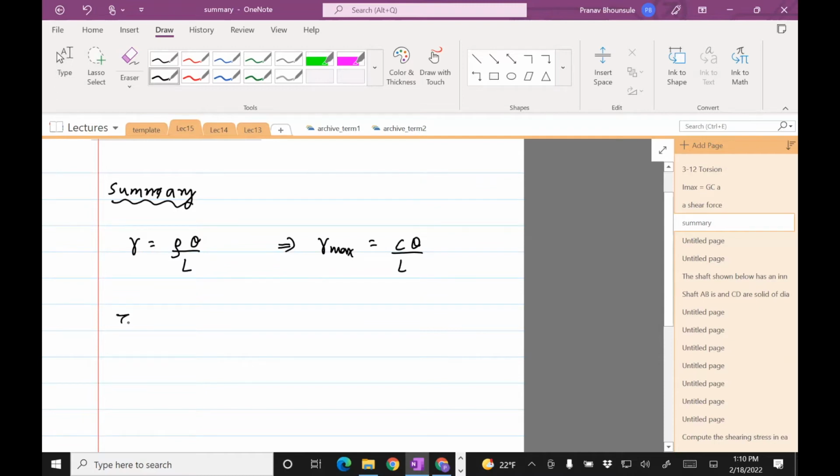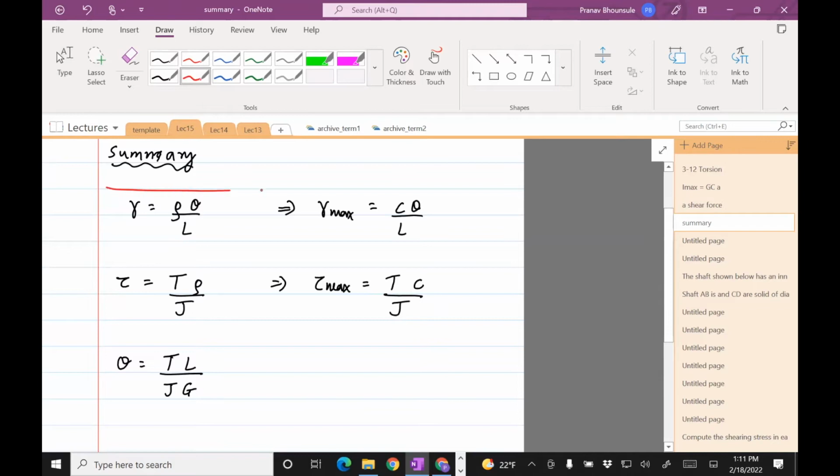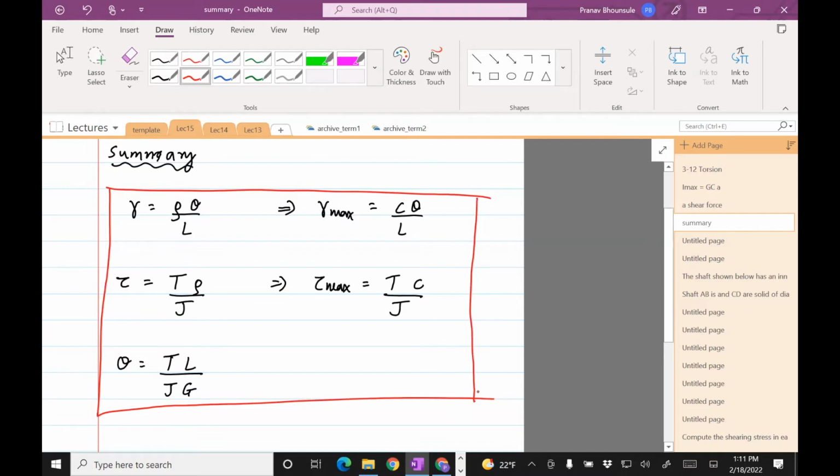Okay, tau is T rho divided by J, and tau max is T C divided by J. And there's one more formula. The angle of twist is T L divided by J times G. And that's all there is to it. So really, there are 3 unique formulas, the ones in the first column.